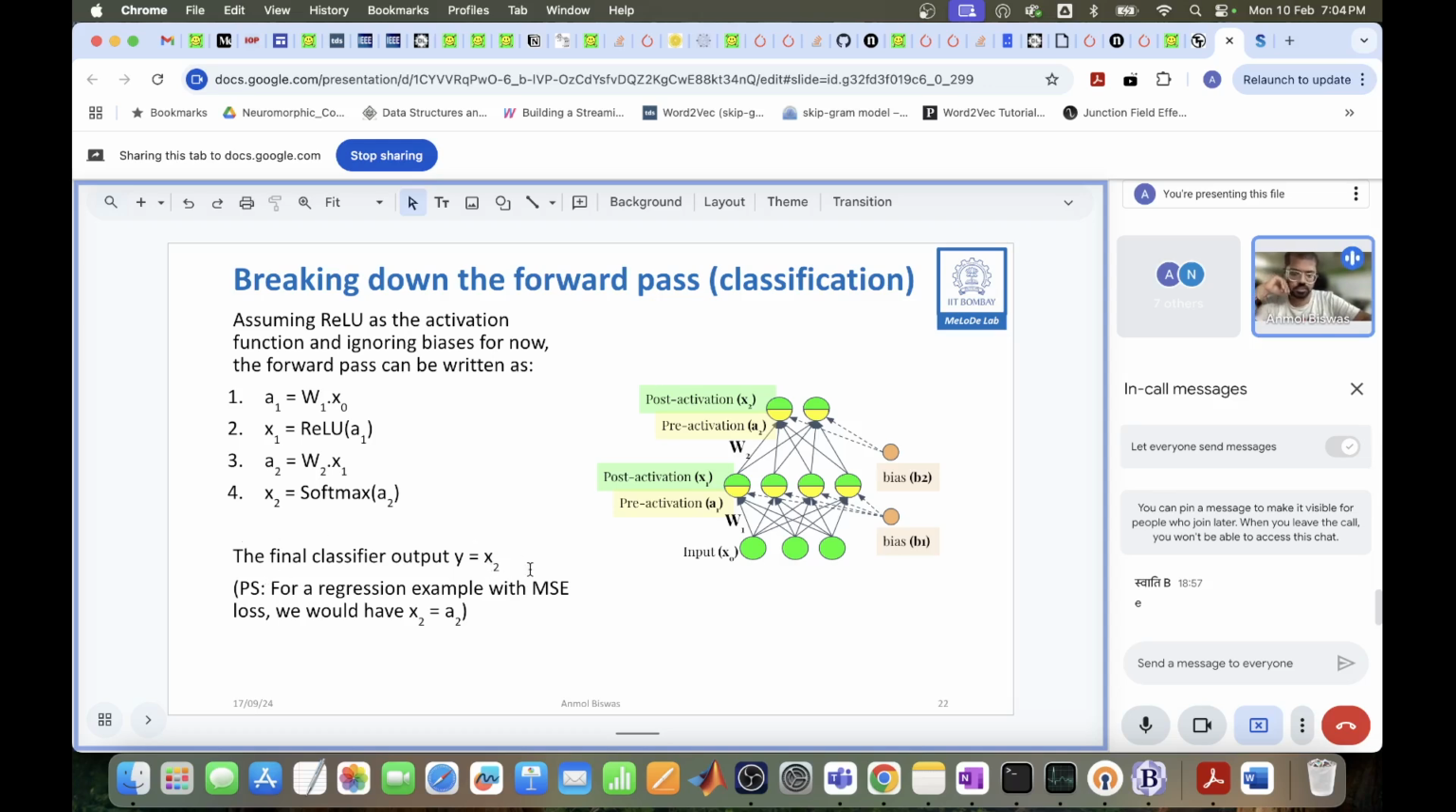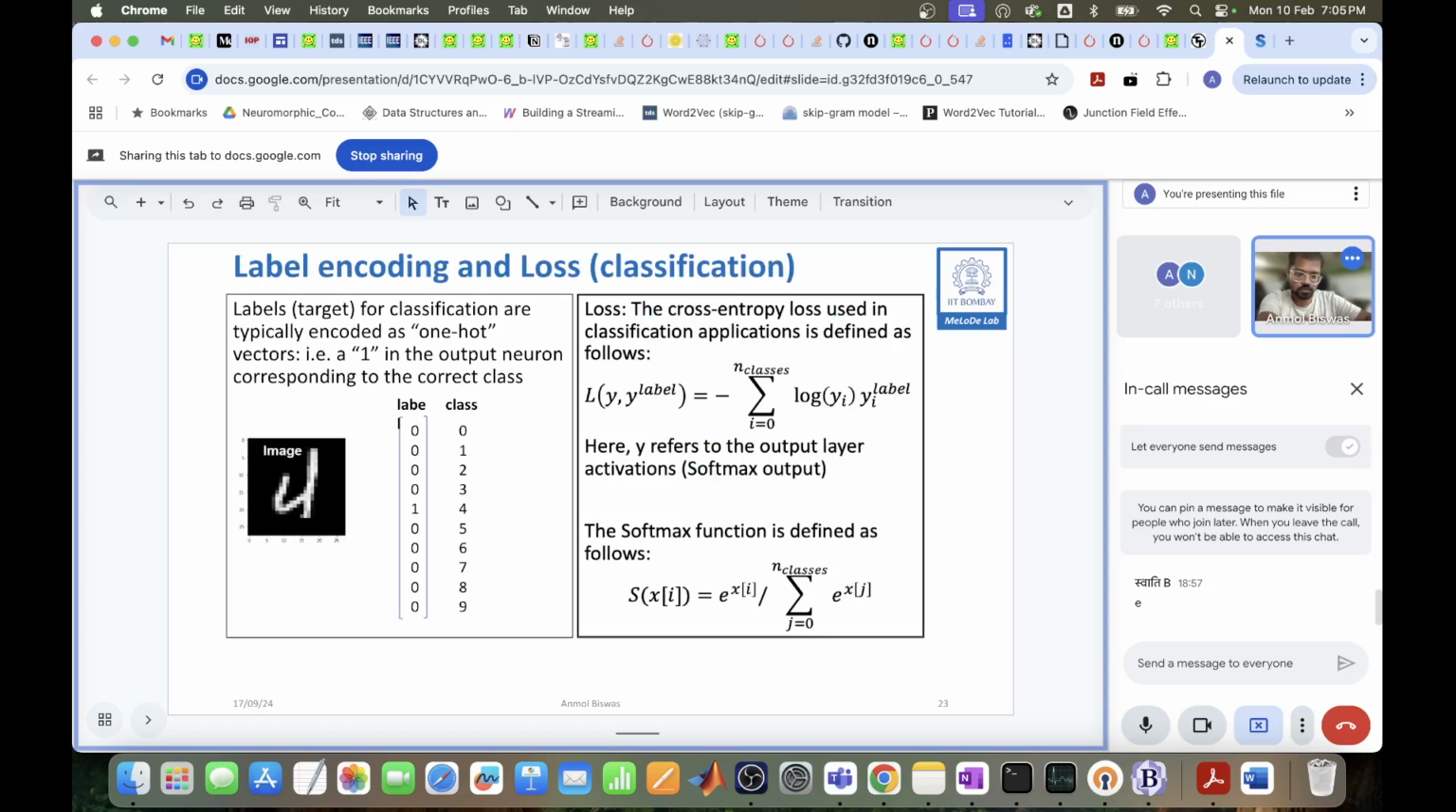For a regression example with MSE, we could have had x2 equals a2, y equals x2 equals a2, and the loss would be simply the square error loss, right? But here, since we are doing classification, we are going to use softmax and cross entropy, right?